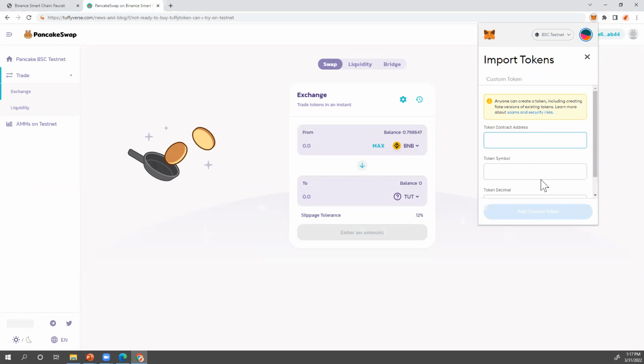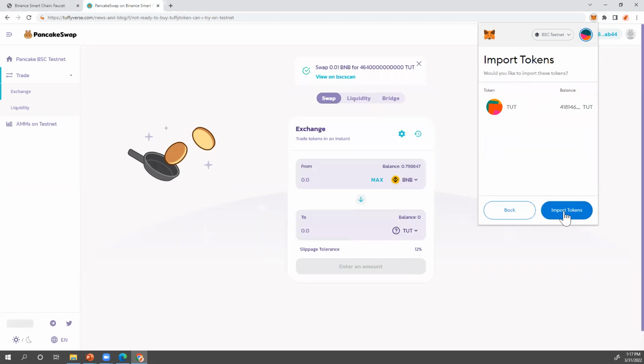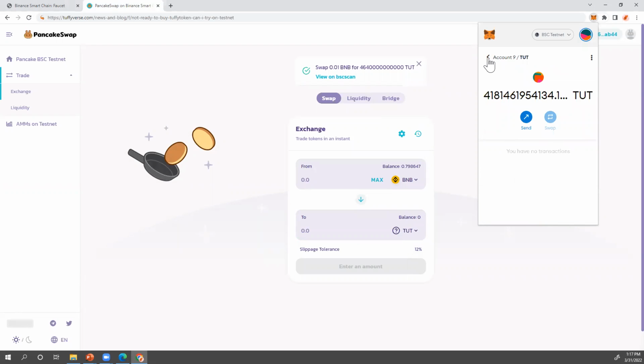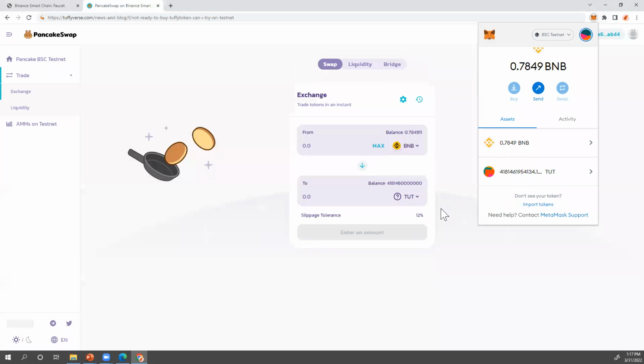So let me click import. This is the contract address that I copied and pasted. USDTUT over here. Decimal 9, click add, import. Then you are going to see the Taffy token that I just swapped from the testnet over here.